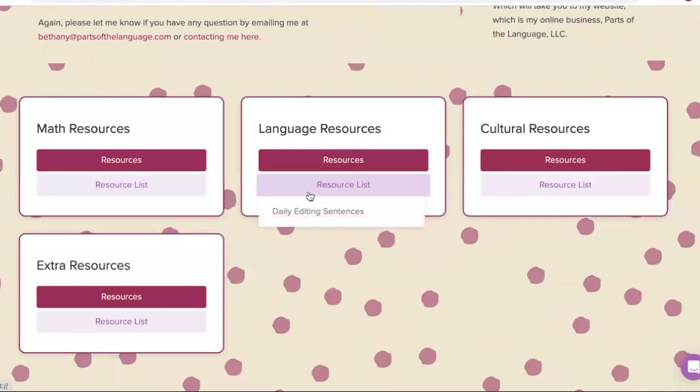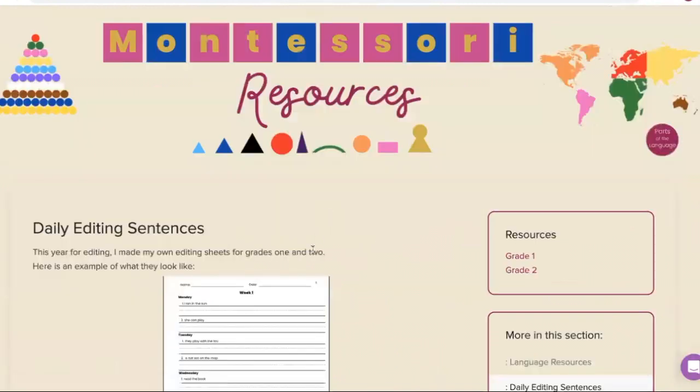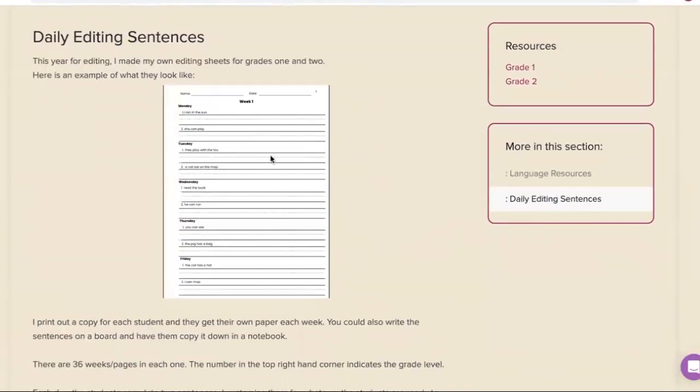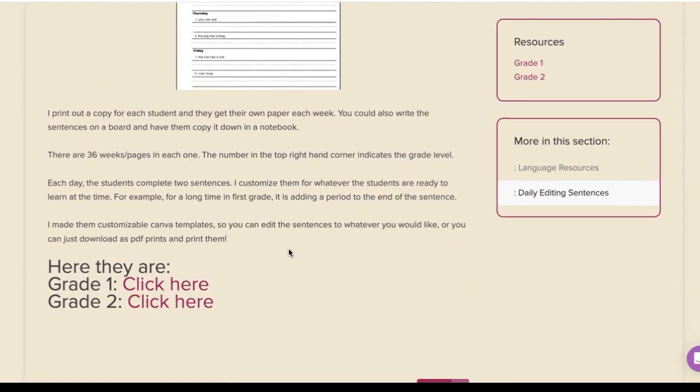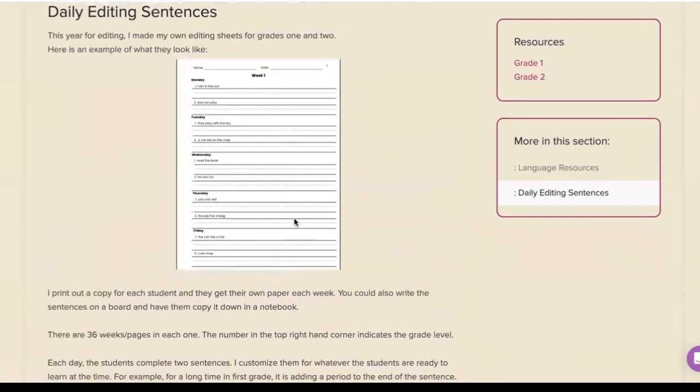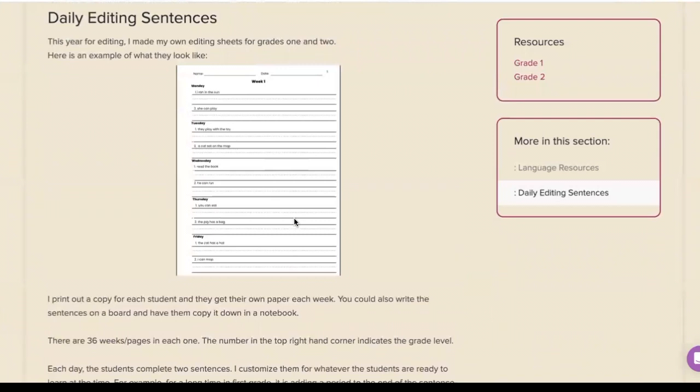But for language, I have the daily editing sentences. The kids complete 2 sentences each day, and I have it for grade 1 and 2 right now. The nice thing is that they're editable. You just have to click here and customize them in Canva, because as we were going through this year, I made them for what it is. Mostly for the first year, it's capitalizing the first letter and putting a period at the end.